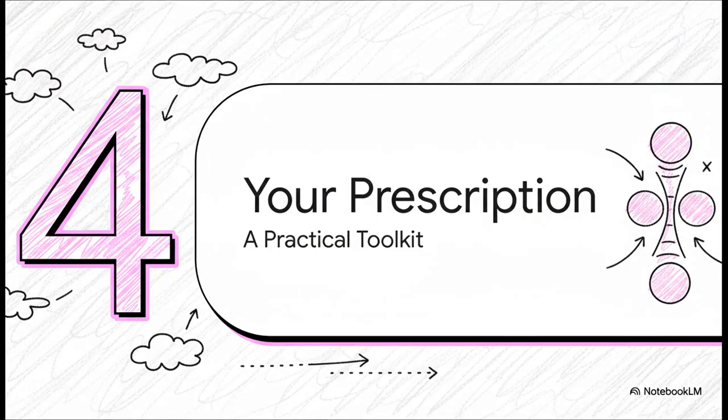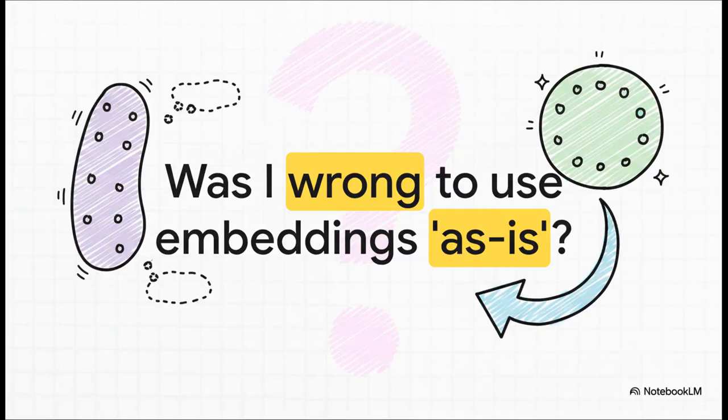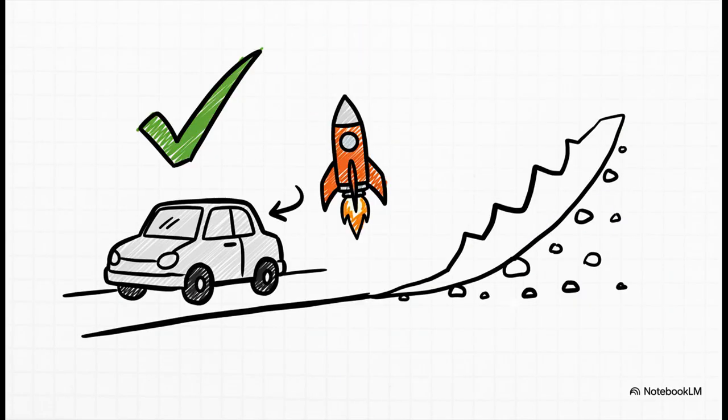Okay, let's pull all of this together into a practical toolkit. What should you actually do with all this information? So you might be asking yourself, wait a minute, if these problems exist, have I been doing it wrong this whole time by just using embeddings straight out of the box? And the answer is a definite no, not at all. Using embeddings as is is the standard baseline, and a lot of the time, it's perfectly fine. The best way to think of these techniques is as optional geometry boosters. You don't need to use them unless you're actually seeing the symptoms we talked about. They're a tool in your toolkit, not a mandatory step.